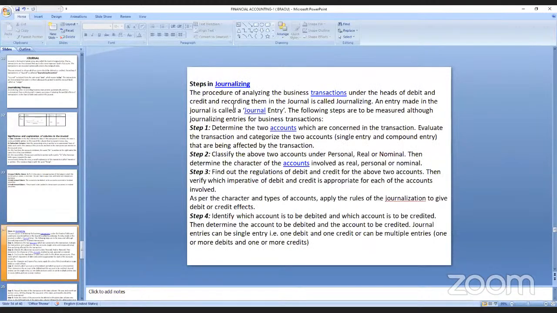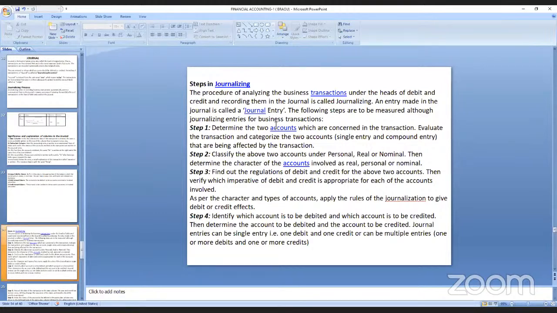Whatever things are written in the journal is called a journal entry. Whatever entry we are making in the journal, that is a journal entry. That is the analysis of our business. The first step is to determine the two accounts, whether they concern the transaction or not. You have to evaluate the transaction and categorize the two accounts. In the next step, you have to classify the above two accounts under personal, real, and nominal.